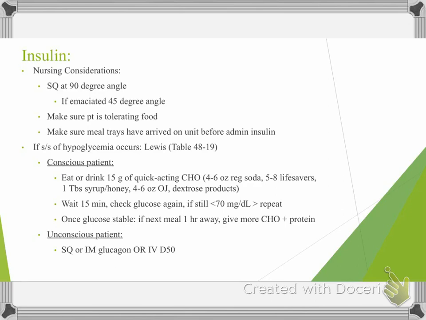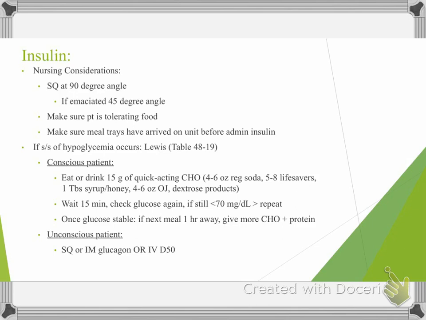So your nursing considerations, you want to give the sub-Q at a 90-degree angle unless they're emaciated, and then you can give it at a 45-degree angle. Make sure the patient is tolerating food. You don't want to give them insulin if they're not getting glucose in their system. Okay, you're going to have their glucose drop drastically. Also make sure that the meal trays have arrived on the unit before you administer the insulin.